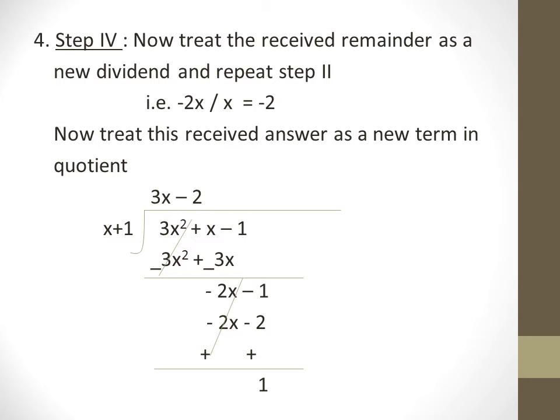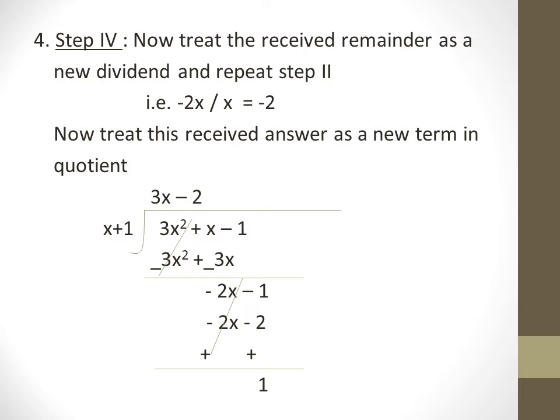Now subtract it. Minus 2x plus 2x will get cancelled out. What will you get? Minus 2 plus 2 minus 1 is minus 1... what you are getting is 1 as a new dividend. But remember, the degree of the new dividend must be at least equal to or greater than your divisor. But here, what is the degree of the new dividend? It is 0. What is the degree of the divisor? It is 1. So now we cannot divide further. This is the end of this division.